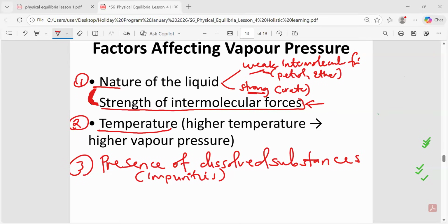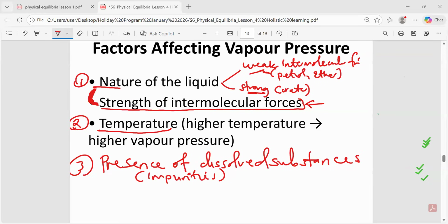And it so happens that these bonds may be stronger than the hydrogen bonds within the water molecules. I'm using water as a case scenario. So when that happens, the amount of vapor pressure will reduce because of the stronger intermolecular forces of attraction. When the forces are weaker, we expect higher vapor pressure.